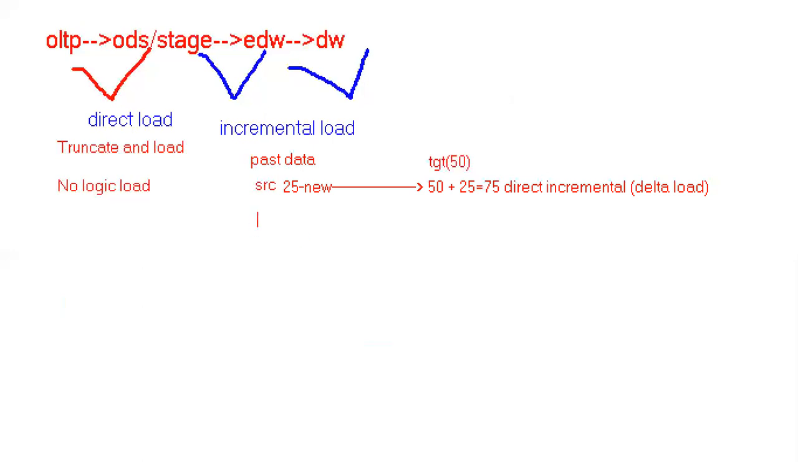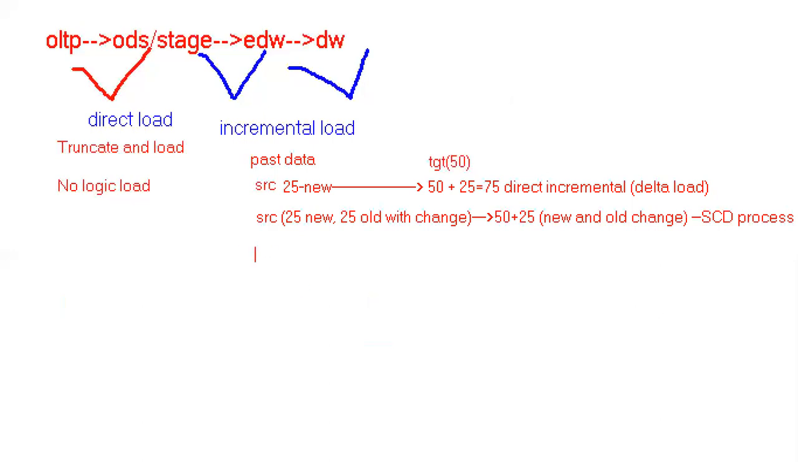Now second situation: the source has 25 records, 25 new records, and 25 old records with changes. And we will move them to the target. Now how many? 50 plus 25, but new and old changes are required. And this process is the SCD process, slowly changing dimension process.